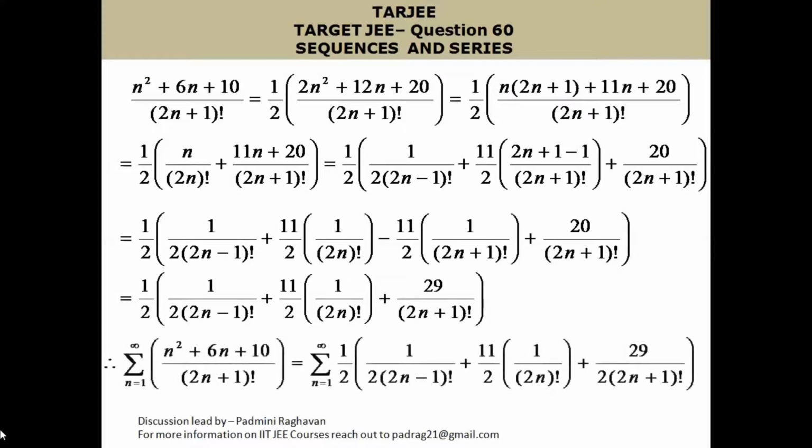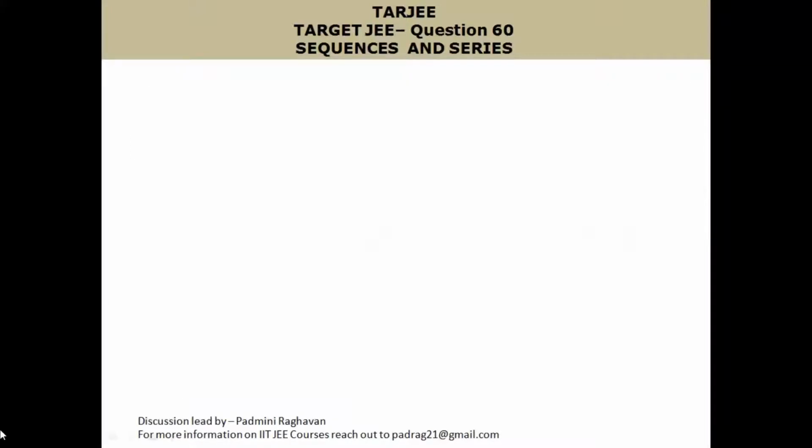So the summation n equals 1 to infinity of (n square plus 6n plus 10) divided by (2n plus 1) the whole factorial is equal to the summation of the term we have arrived at, where all the numerators turn out to be constants. When we put n equal to 1, 2, 3, etc., the first term will have terms like 1 by 1 factorial plus 1 by 3 factorial plus 1 by 5 factorial and so on. The second term will have terms like 1 by 2 factorial plus 1 by 4 factorial plus 1 by 6 factorial and so on. The third term looks like 1 by 3 factorial plus 1 by 5 factorial plus 1 by 7 factorial, etc. Let us see how to get hold of these series.